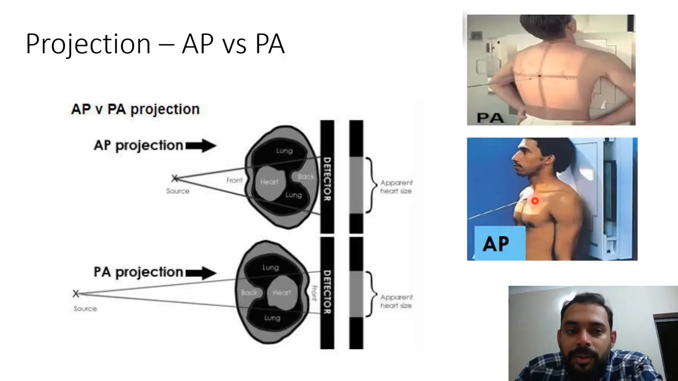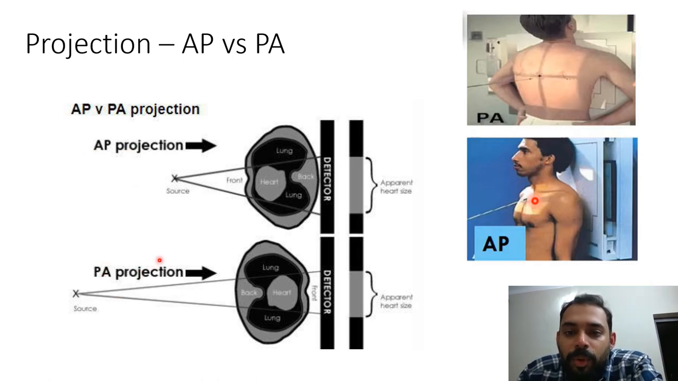So coming to the assessment of quality of the image. The first thing that we have to look at is the projection of the image, whether it is an AP or a PA. The AP stands for anteroposterior and PA stands for posteroanterior. So you can see two images here. This is the AP projection and this is the PA projection.